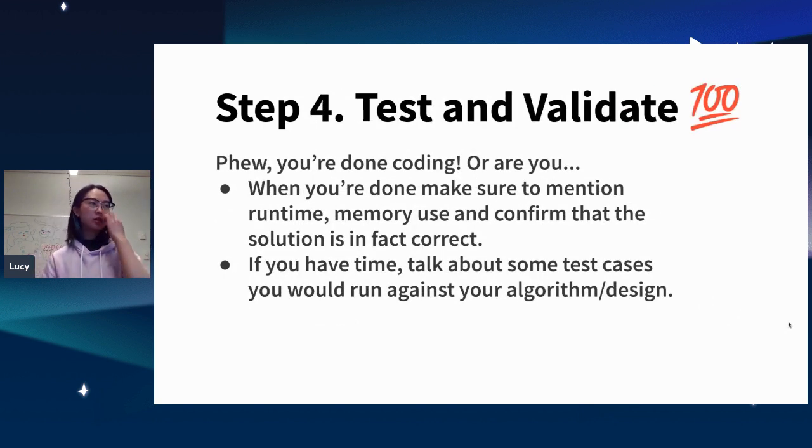Next, once you're done your algorithm or design, you want to test and validate. So at this step, you want to mention your runtime and memory use, because those are important parts of the algorithm. You always want to be trying to improve runtime and memory. So this will also indicate to your interviewer whether or not you found the best solution. Additionally, if you have time to talk about, you can also mention some test cases you would use.